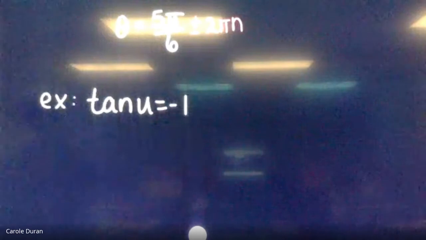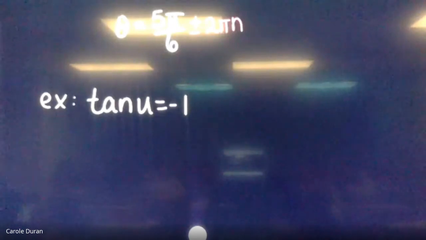Tangent of u is equal to -1. On your unit circle, I would like you to find the angle or angles that make this true, and then write all solutions to this equation. It is a u, yes. It doesn't matter what variable we have there, whether it's theta or x or u or w or v or a, it still just represents an unknown angle. So I like to switch it up so we don't get confused if it's on a test or a quiz. Find all the angles that make this equation true.